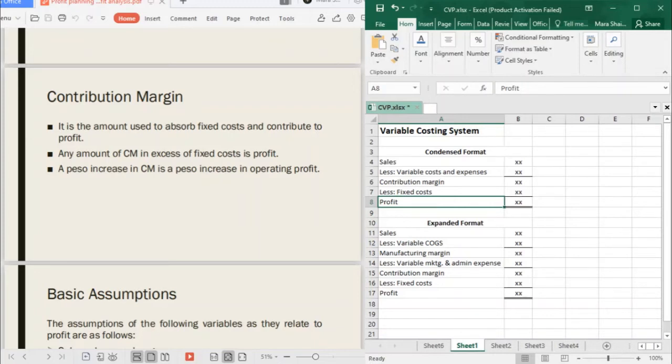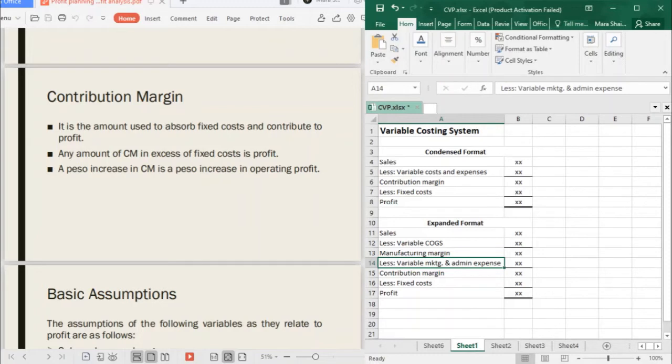Your contribution margin has a direct relationship with your profit, meaning an increase in your contribution margin would also translate to an increase in your operating profit. Now, if we expand it, the expanded part is the variable. If you are able to identify the variable cost of goods sold, you less it from your sales, so you get the manufacturing margin, and then you less the variable marketing and admin expenses.